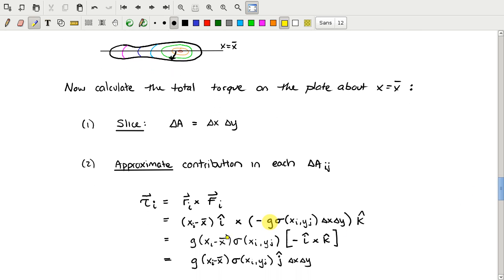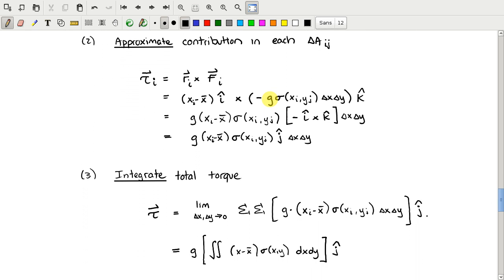So the torque from that contribution, we now cross these vectors together. We have a scalar g, a scalar xi minus x bar, a scalar sigma, and then we have two vectors, i cross negative k, and finally we have a delta x delta y, which I forgot to write, and this is going to be our contribution to torque. When we cross i and k, and take the negative, we get j hat. So the approximate contribution to torque from that slice will be the constant g, acceleration due to gravity, xi minus x bar times the sigma times the area in the j hat direction, which is the axis of rotation.